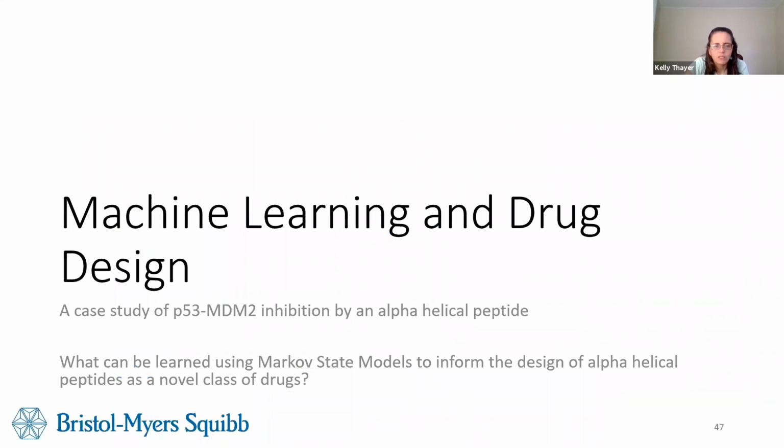Machine learning and drug design. So now that we've had the opportunity to talk about machine learning and what it is, today I will take the opportunity to tell you about a project that I've been working on. In this project, what we're trying to do is understand alpha helical peptides, which are a possible type of drugs.